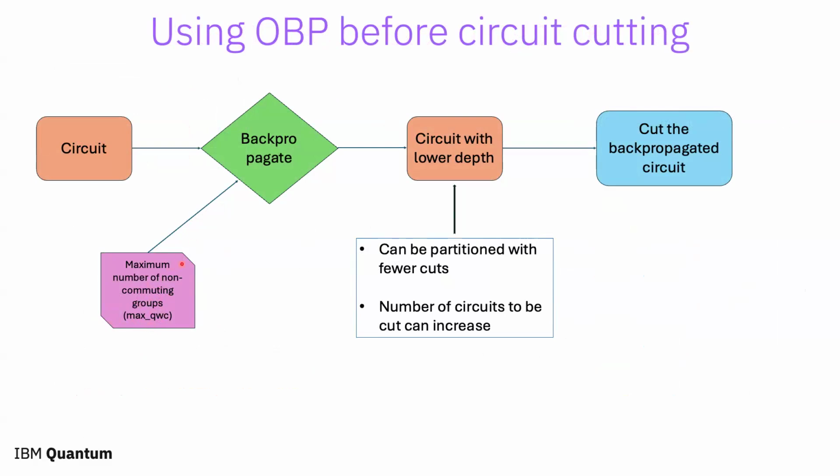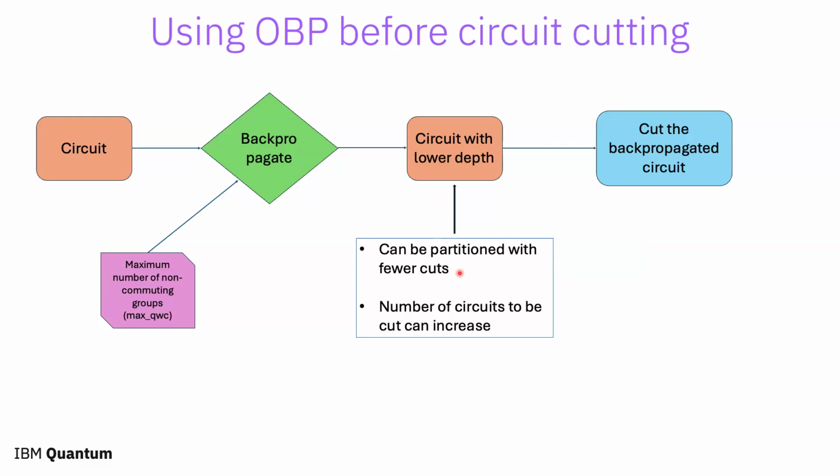You backpropagate the circuit accordingly. Now my circuit becomes lower depth. So if my circuit becomes lower depth, potentially I can partition it with fewer cuts. So this is how we started, right? With the Hamiltonian simulation, we had 3 cuts. Can I do that with 2 cuts perhaps?